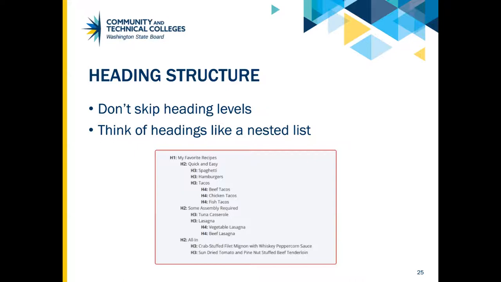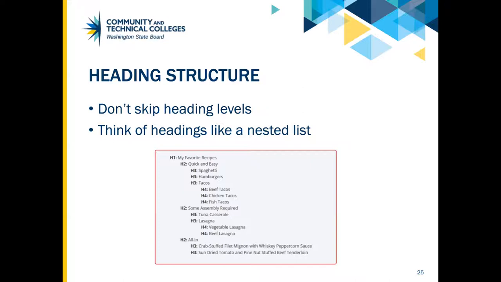In this illustration here, it shows subcategories under main categories. So a level 2 is the main category, and heading levels 3 through 6 are subcategories that should be in the correct order under the main category.